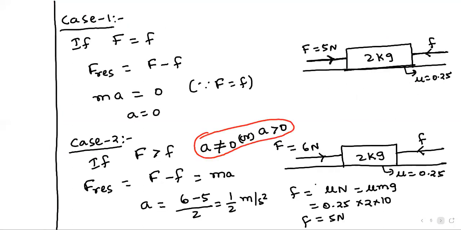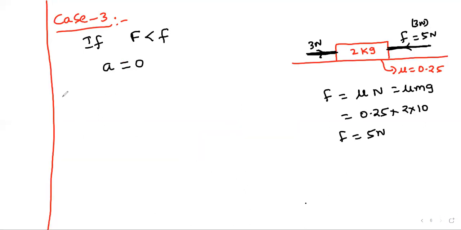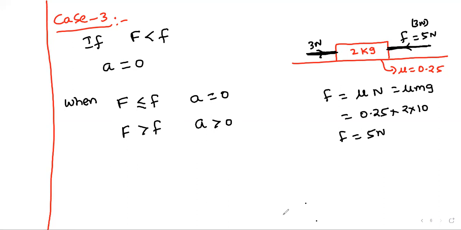So, combining these 3 cases, when the applied force is less than or equal to the frictional force, acceleration will be 0. When the applied force is greater than the frictional force, then we have acceleration.